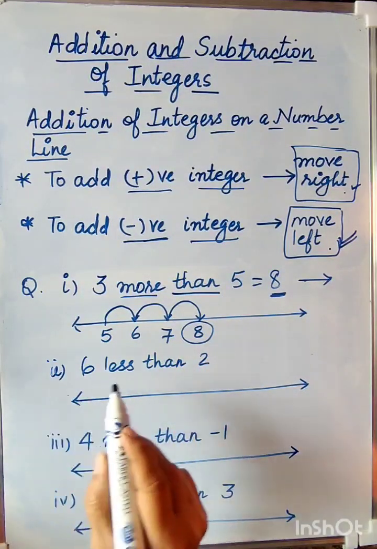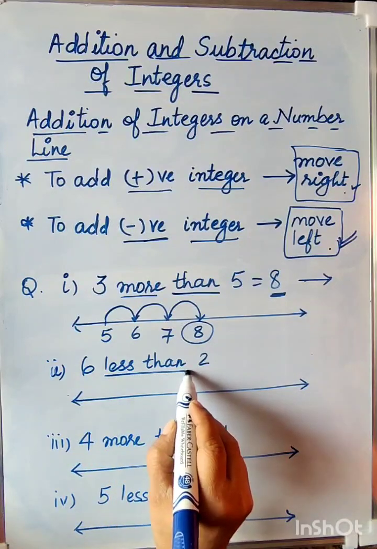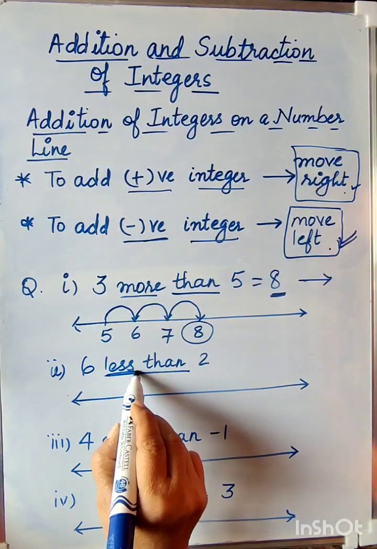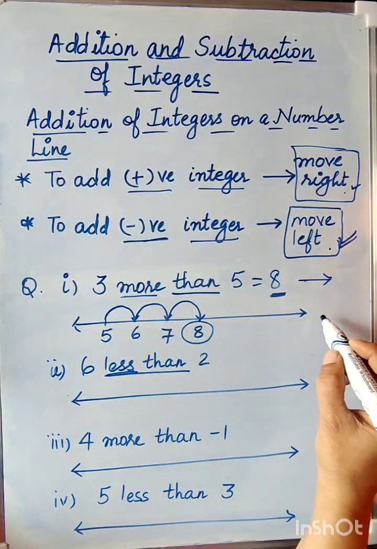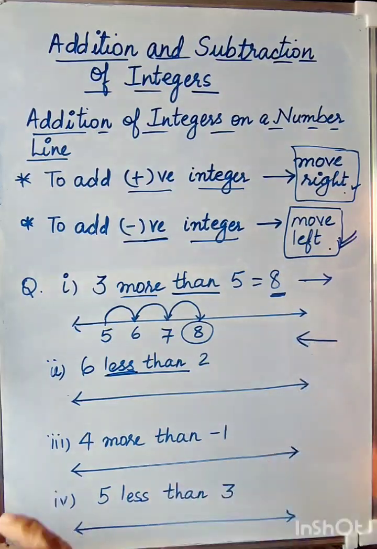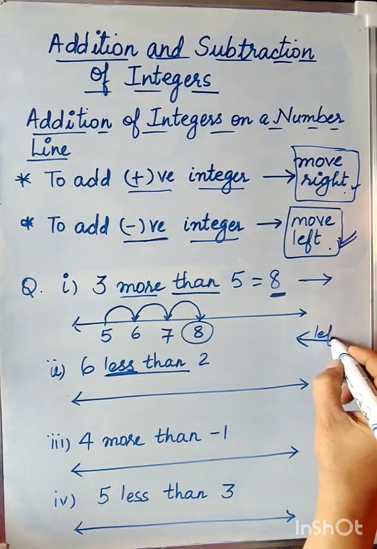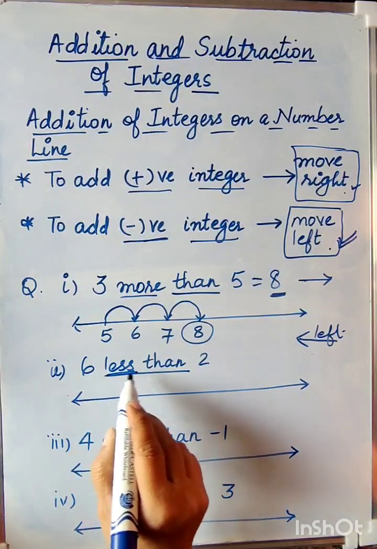Similarly, for the second part, 6 less than 2. Now here it is given less than. For less than, we have to move in the opposite direction of the right. That is, we will move to the left side. So 6 less than 2.